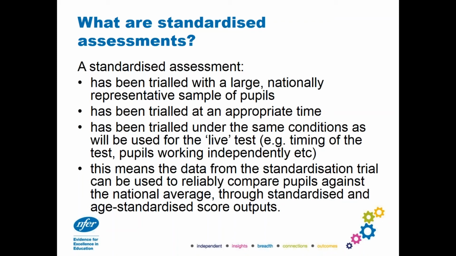Another really important aspect is that the tests are trialled at the right time of year. So if you have a test that's intended for use in the summer term, you should trial that with pupils who are in the summer term at the time of the trial. Now that's important because obviously a pupil's skills, knowledge and ability change throughout the year. And if you have two different groups between your trial and your final test, the outputs might not be very reliable or useful really for teachers.